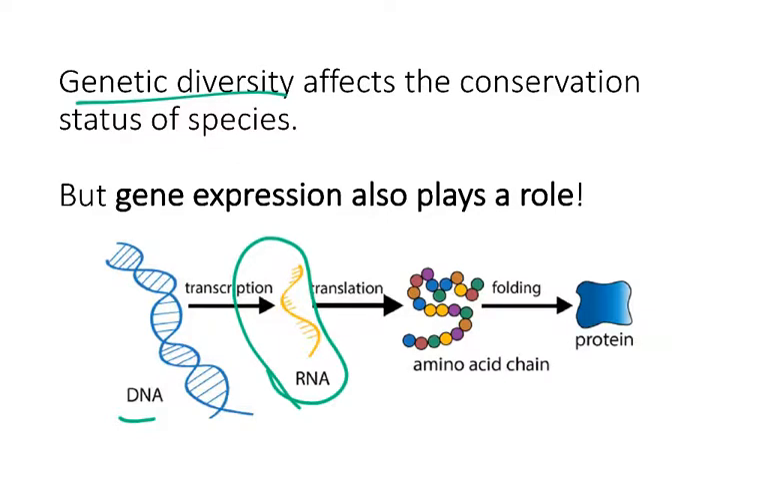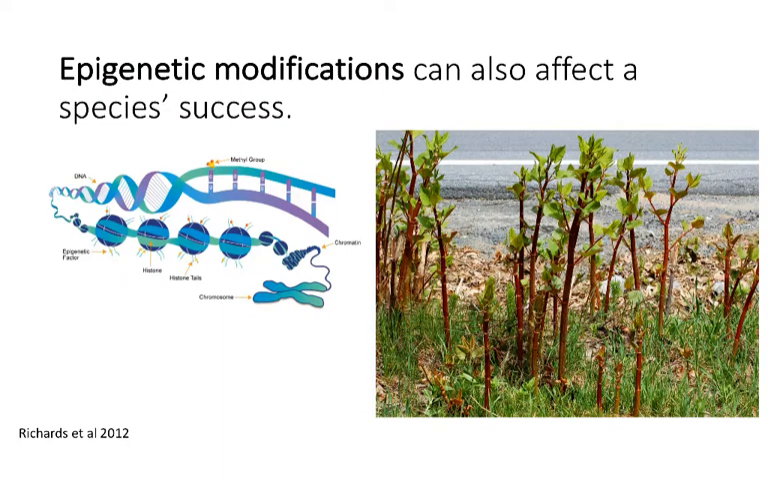Remember we talked about previously that example with the different subspecies of crows, and one was all black, one had the white hood around its neck. The DNA sequence was identical, but their gene expression was different, and that led to these phenotype differences. So when we're thinking about conservation, it's also important to remember that gene expression can play a role in how adaptive one population might be, in terms of whether it'll be able to survive long term in its habitat. So gene expression is one thing to consider, and epigenetic modifications can also affect a species' success.